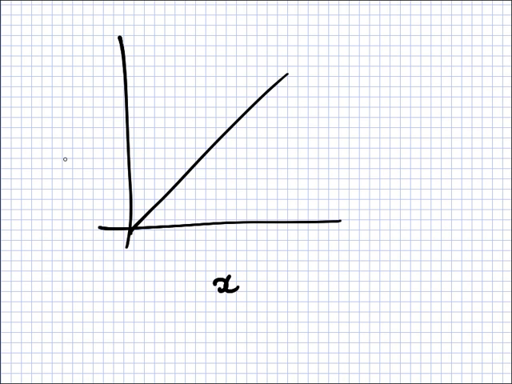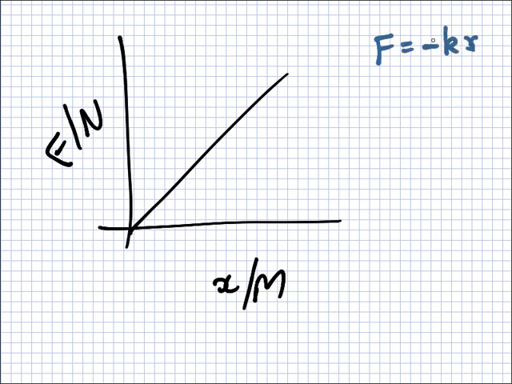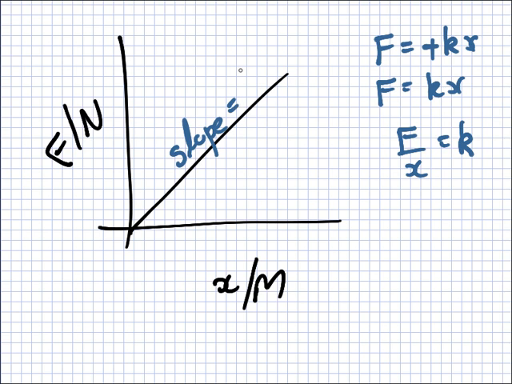There's x in meters and there's F in newtons. Hooke said F equals minus kx. I don't care about the minus for the moment. So F equals kx. The minus just tells me it's the opposite direction. So F over x is equal to k, which means here that the slope is equal to k. Now what about the area?